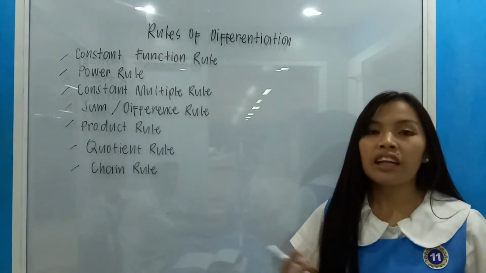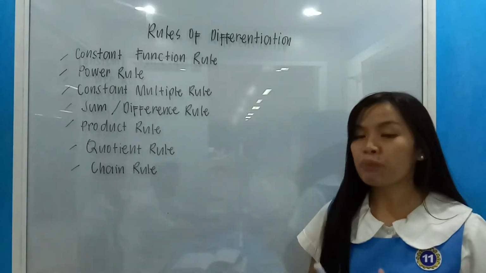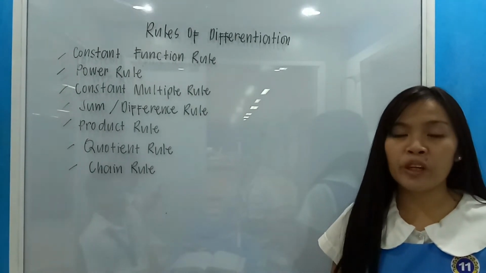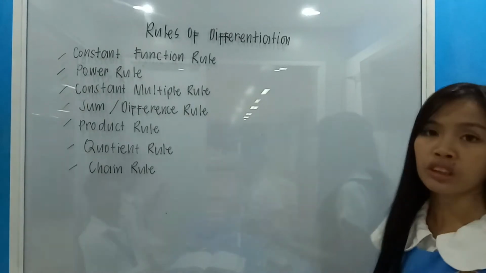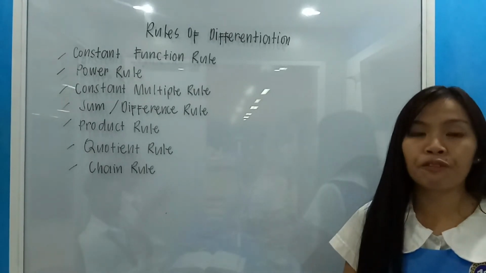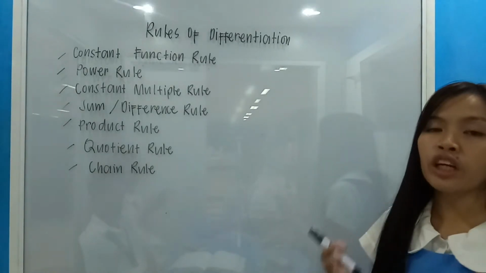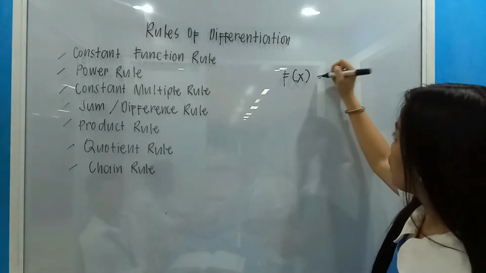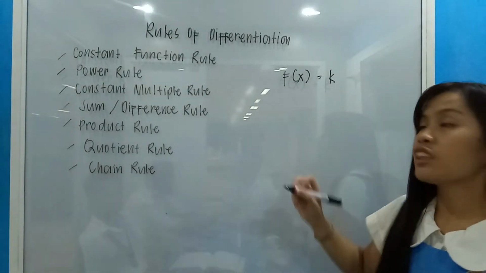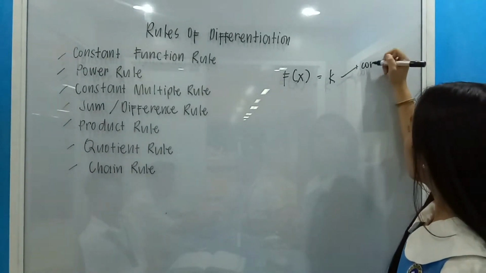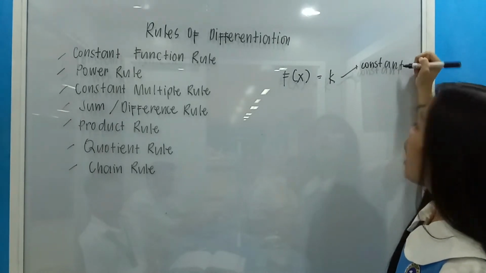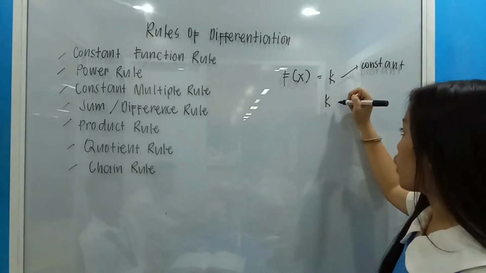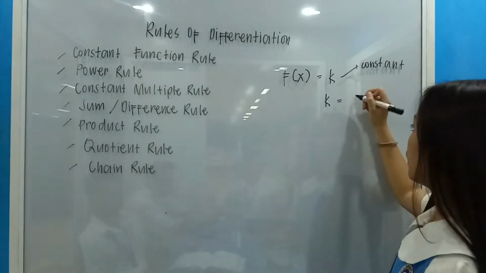First, let us talk about how to apply the constant function rule. Now, I am going to explain how we can apply the first rule of differentiation, which is the constant function rule. For example, we are given this function: f of x equals k, where k is our constant. According to the constant function rule, the derivative of any constant is always equal to 0.